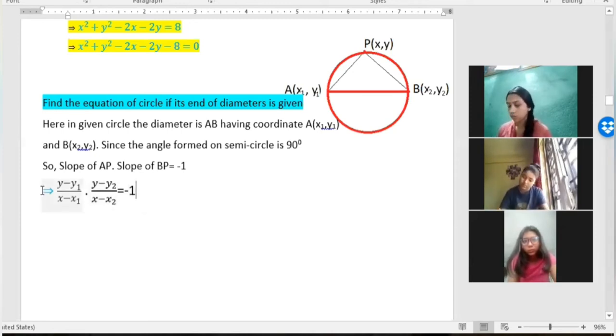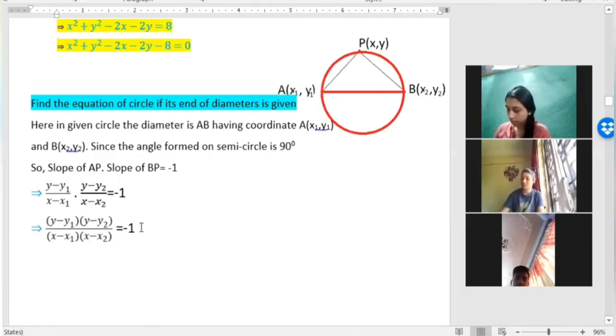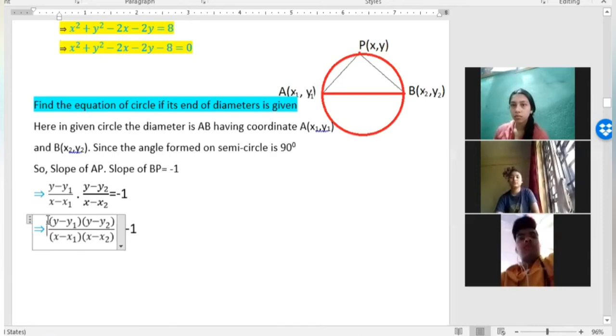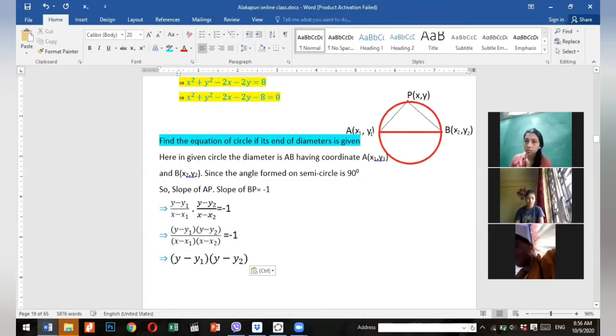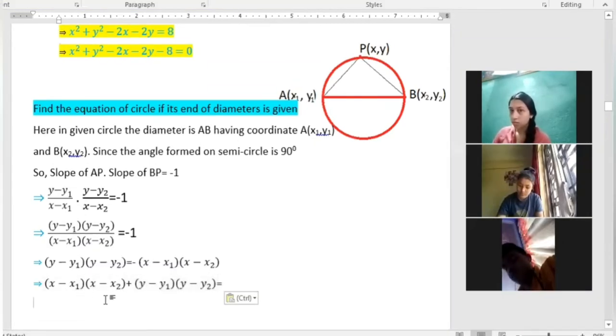Can you guess what you have to do now? Multiply. Yes, obviously we have to multiply here. And what do we have to do next? Cross multiply with the minus 1 denominator. So we get (x minus x1)(x minus x2) plus (y minus y1)(y minus y2) equals, what is left now? 0. This is 0. This is your equation of a circle in diameter form.